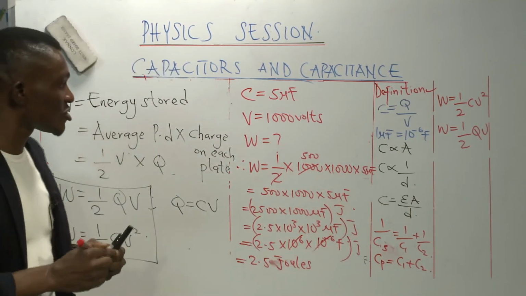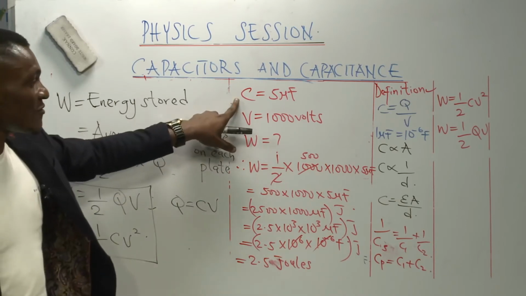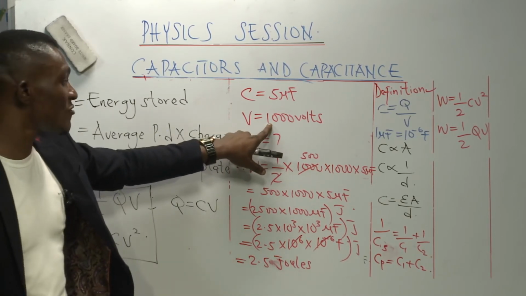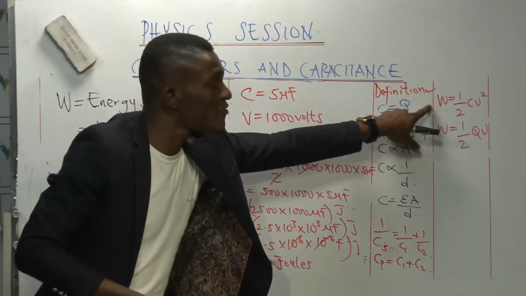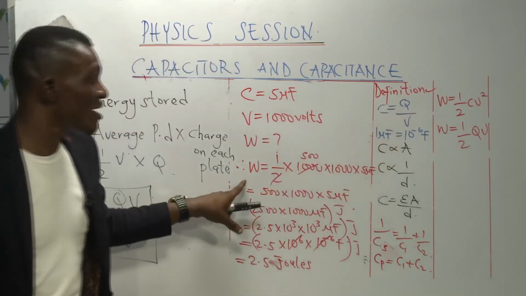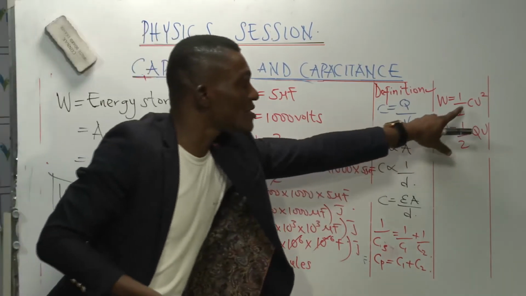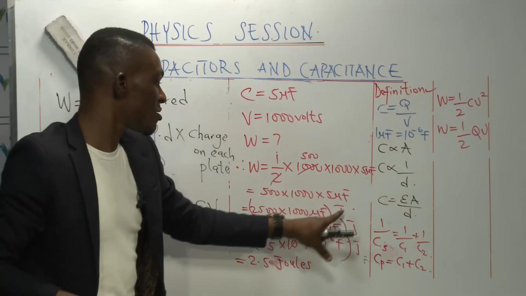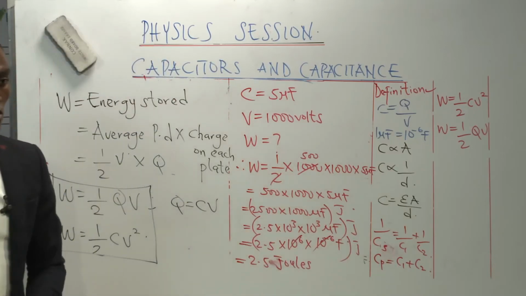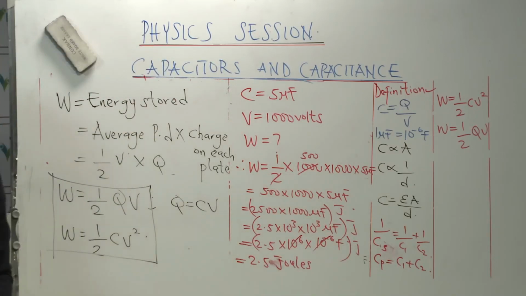Let me just quickly run through that again. We have a capacitance of 5 microfarad. We have a voltage of 1000 volts. Calculate W. We use this formula here. W is equal to half CV squared. So we put in all our parameters, C, V squared. So just press this on your calculator and then you are going to get 2.5 joules. Very simple. Okay.